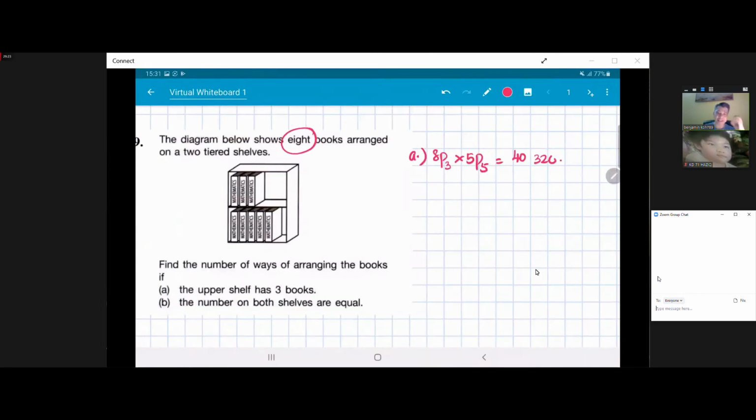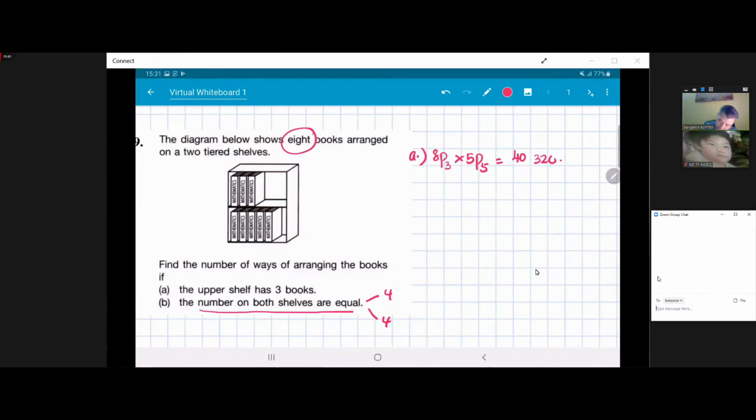Now, the 9 is just like 8. It says here the number of books on both shelves are equal. There are 8 books, right? So to make it equal number on both shelves, up and down, do you understand? Here I have to arrange 4 and here also arrange 4. 4 and 4. Understand? 4 and 4.